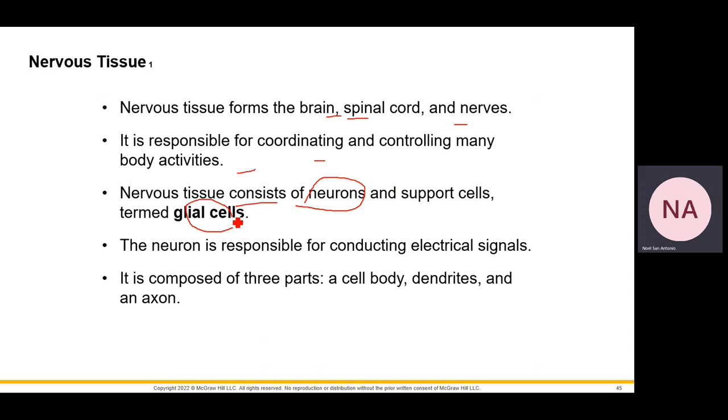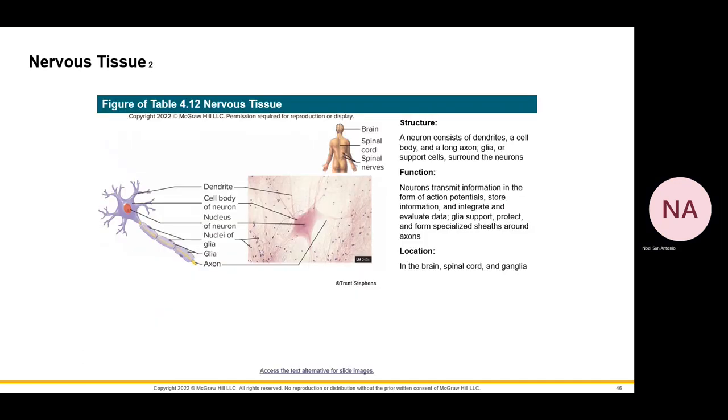And what we will be describing here in the nervous tissue are the neurons. Yung glial cells, we will reserve it for our discussion of the nervous system. It is because the neuron is responsible for conducting the impulses or electrical signals in our nervous system. And the neuron is composed of three main parts: cell body, dendrite, and then axon. Just like what you see in the picture, you have here the cell body, the dendrites, and the axon. Okay? Those neurons are found in the brain, spinal cord, and the ganglia. And we will discuss the details of that when we go to the nervous system in our future classes.